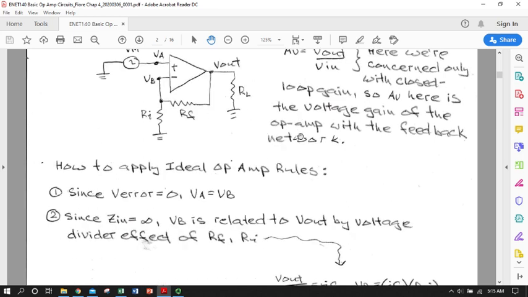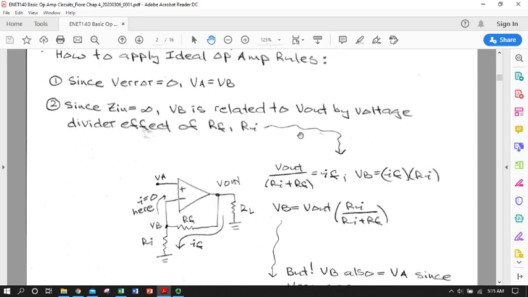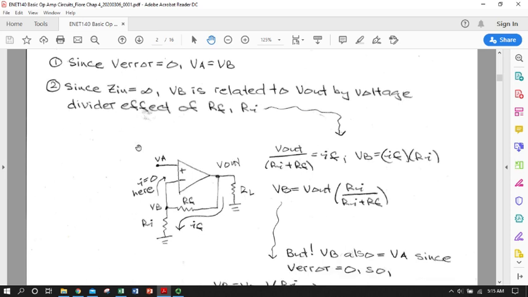Okay. So we're going to apply our ideal op-amp rules. We're going to start with that V error equals 0. So we're going to define the voltage at the non-inverting terminal as V sub A, just for ease of use, and the voltage at the inverting terminal, which could also be called V sub F because it's the voltage as a result of our feedback, but we'll call it V sub B just to make it easy. And we'll take a look at our resultant circuit diagram here and draw some current arrows.